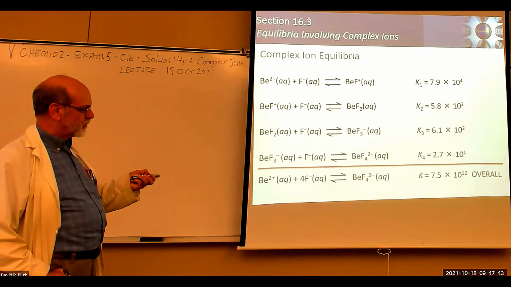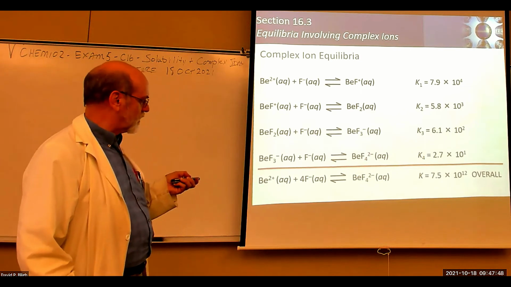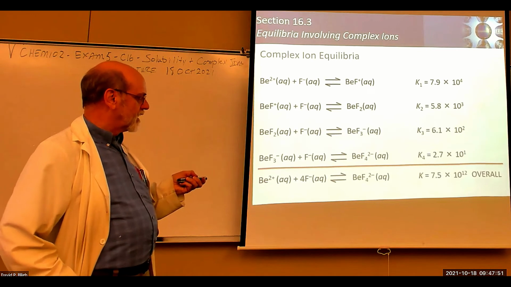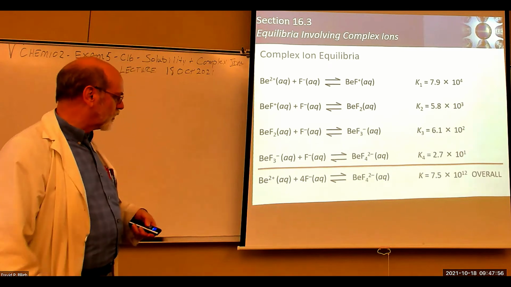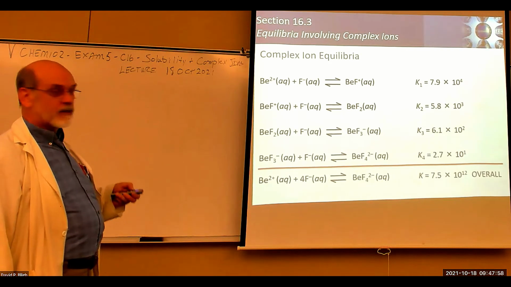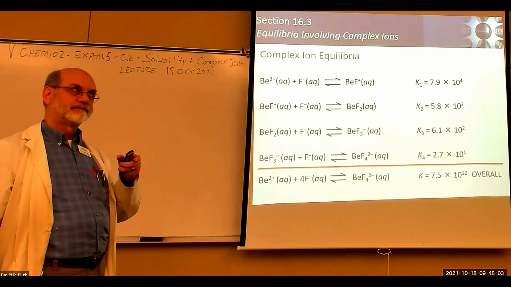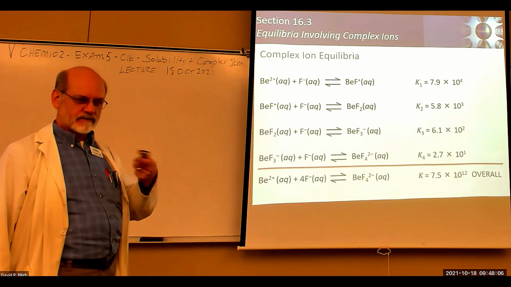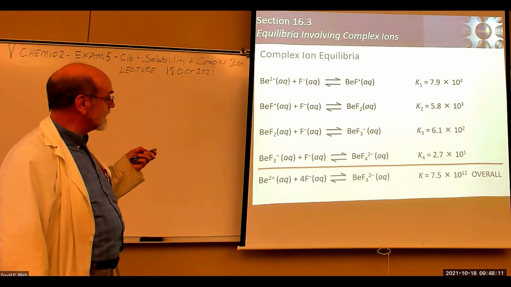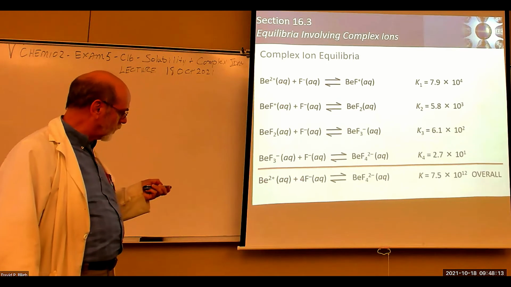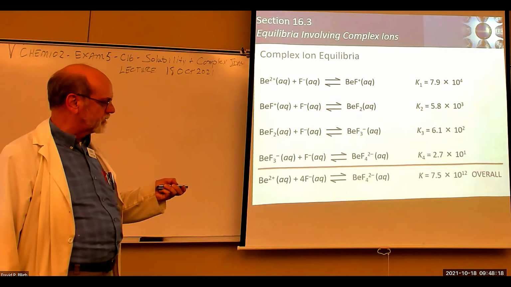And now we have beryllium with 4 fluoride ligands and a 2- charge. And its last K is 10 to the 1st power. So what's the overall K? Well, Hess's law, right? We're going to use Hess, except we're not going to talk about enthalpy. We're going to talk about K. We can add these together and get this overall reaction. And the overall K for this is 10 to the 12th, right?